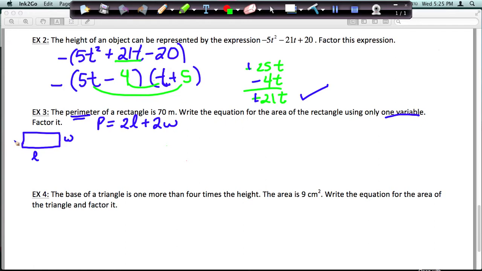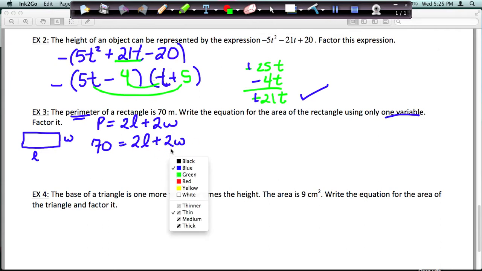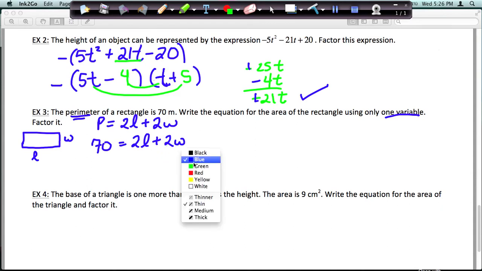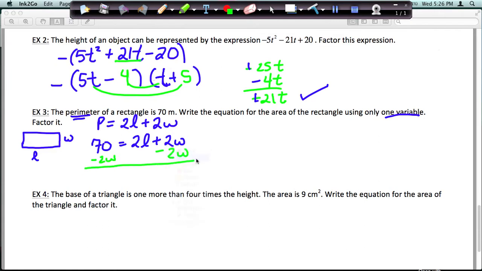Okay, so I've drawn a picture, I've written the formula, and it tells me the perimeter is 70. So I can plug in 70 for my perimeter, and I get 70 equals 2L plus 2W. And I have 2 variables. I want to solve for one of these variables because I don't want to have 2 variables. So it doesn't matter which one you solve for. So let's solve for L. So that means I need to move this 2W over to the other side. And these are not like terms, so I have to write 70 minus 2W equals 2L.